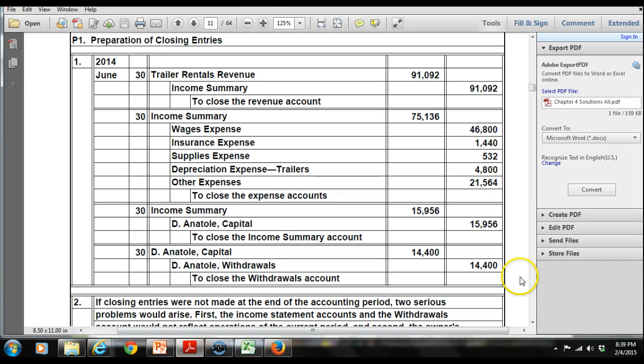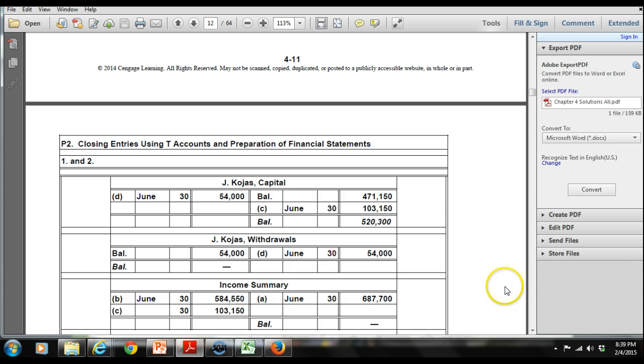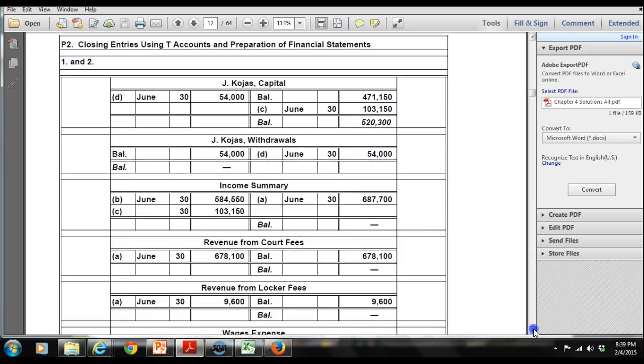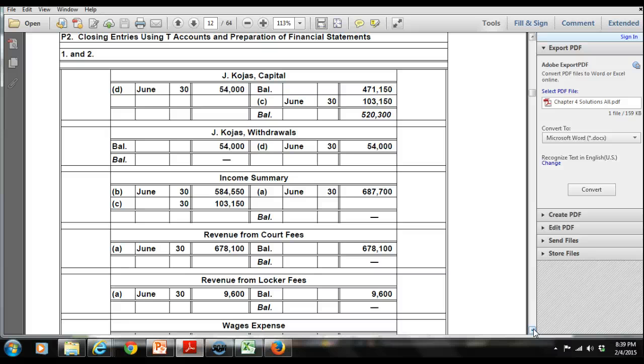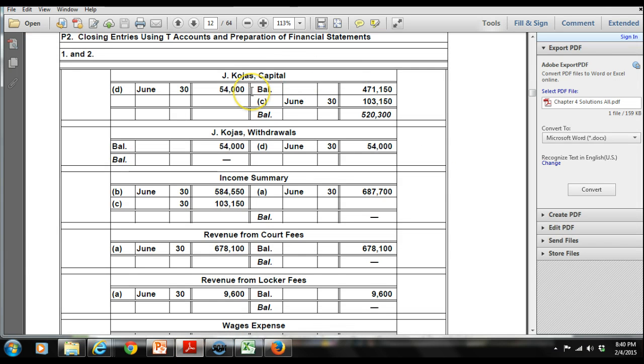So you're going to start with these various T accounts. The first one should be J. Cogis Capital. You see it on there? Start with the balance. What does the balance on the trial balance show J. Cogis Capital to be? $471,150. So you are going to go to that T account and show a credit balance of $471,150. It's the first thing you're going to do. That's all I want you to do there.